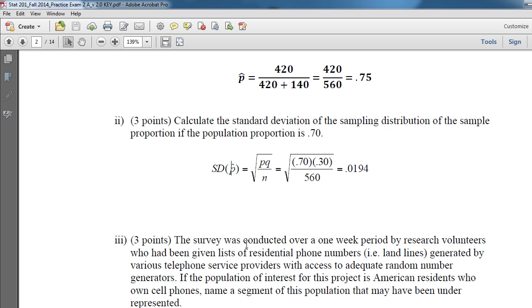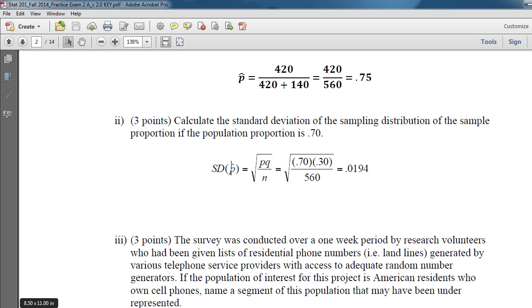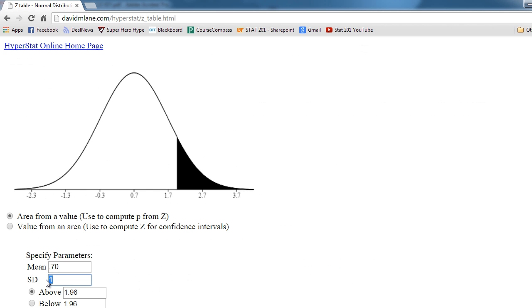So let's go ahead and graph this using the David M. Lane applet. We can put in our mean of 0.70, and then put in our standard deviation solved for in the problem.